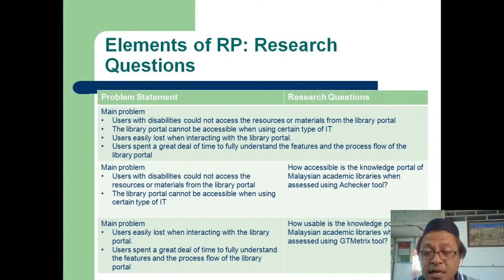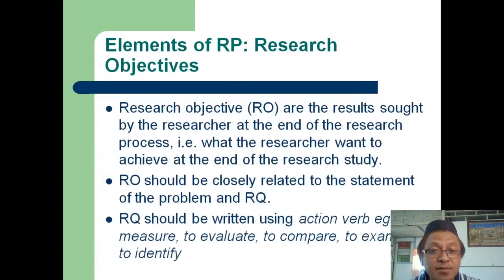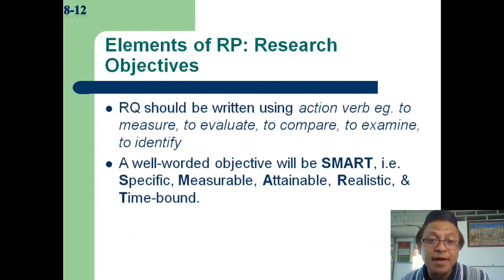So here you can summarize the problem into two research questions, which I've already discussed in my earlier slides: how accessible is the knowledge portal, and how usable is the knowledge portal. All right, so those are the research questions. Now, once you have developed your research questions, you can paraphrase them to become your research objectives. When you write a research objective, you start with the word to, and you use an appropriate action verb such as to measure, to evaluate, to compare, to examine, to identify.